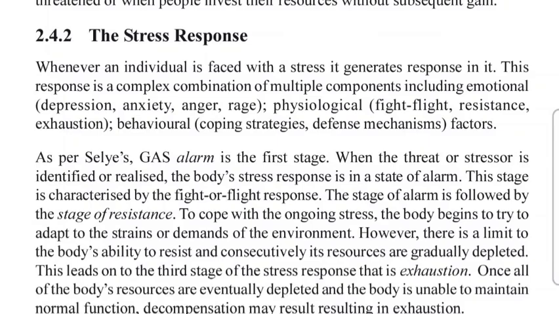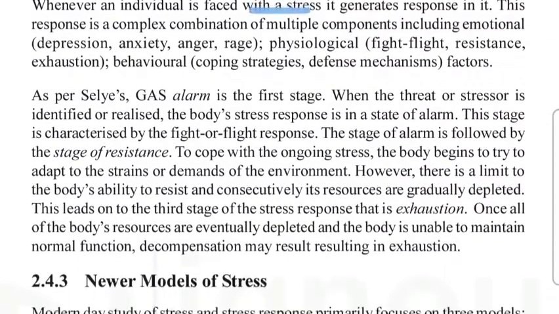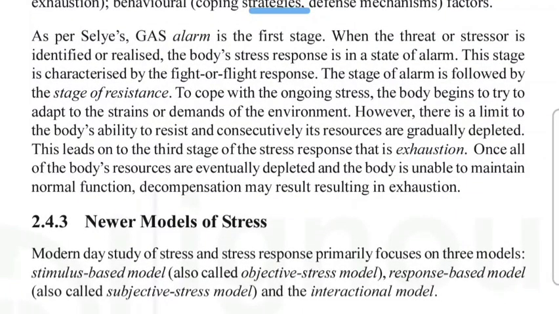The stage of alarm is followed by the stage of resistance. To cope with ongoing stress, the body begins to adapt to the strains or demands of the environment. However, there is a limit to the body's ability to resist, and consequently, its resources are gradually depleted. This leads to the third stage of the stress response, which is exhaustion. Once all of the body's resources are eventually depleted and the body is unable to maintain normal function, decompensation may result, leading to exhaustion.